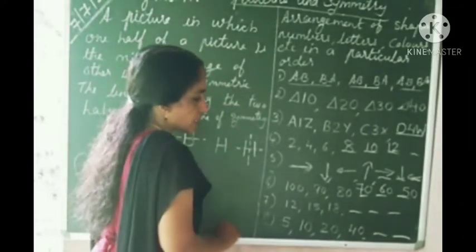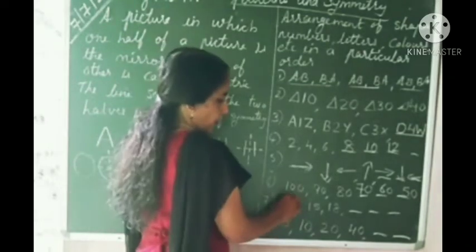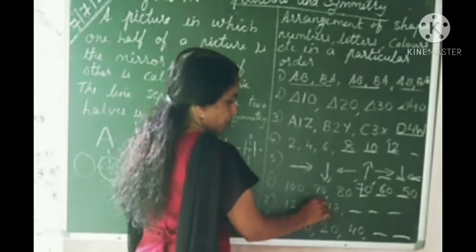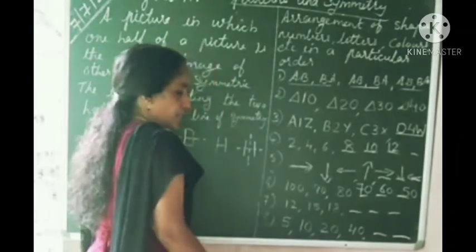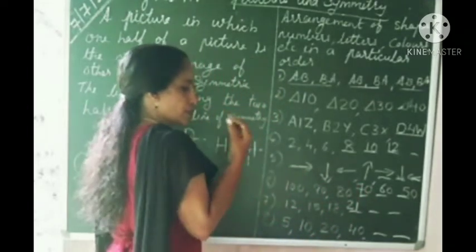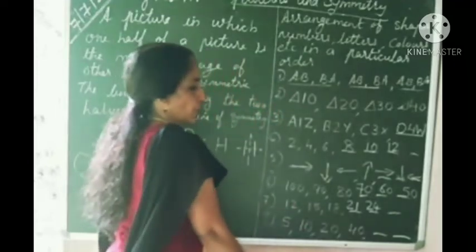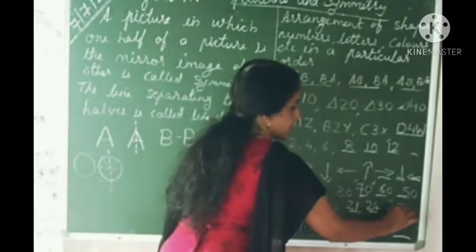Next, 12, 15, 18. Can you say this is in an order, that this is a pattern? Yes. Why? 12 plus 3 is 15. 15 plus 3 is 18. Then 18 plus 3 is 21. Again 21 plus 3 is 24. Then 24 plus 3 is 27.